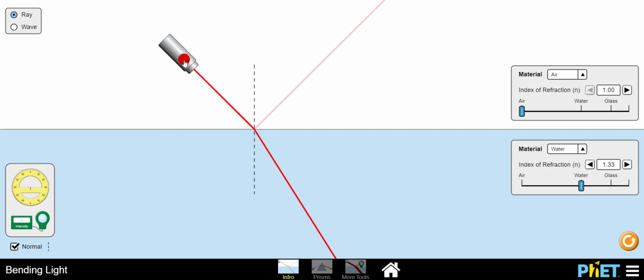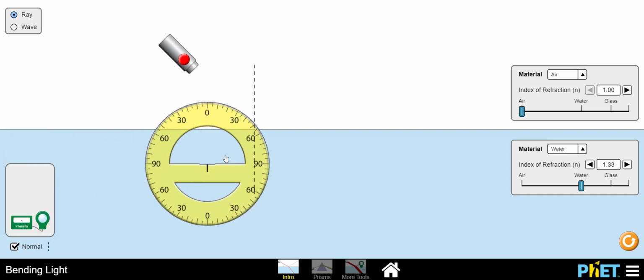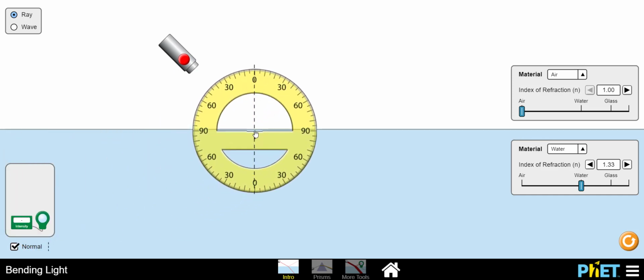So if you turn your light on, you'll see that what was happening is you've got an incident ray coming in and two other rays, which we'll talk about in a moment.